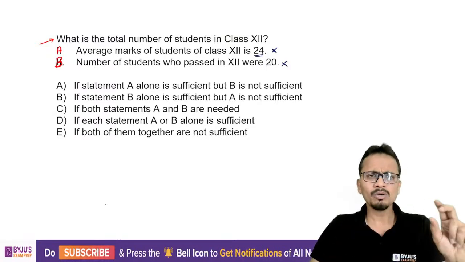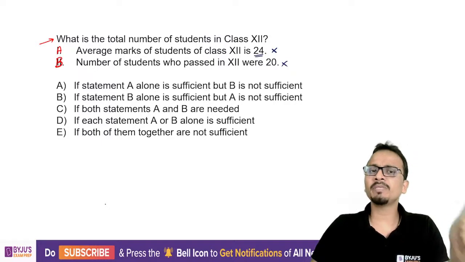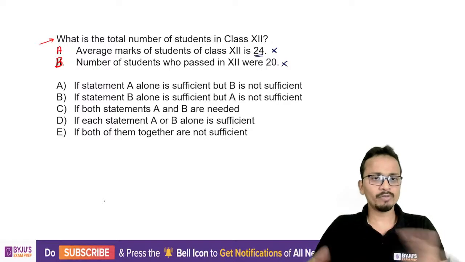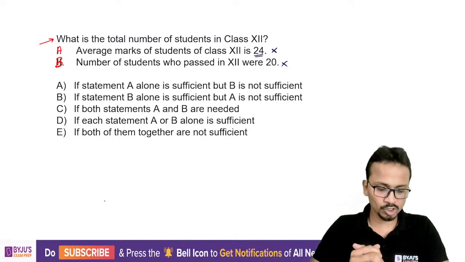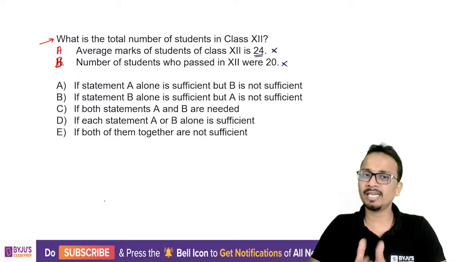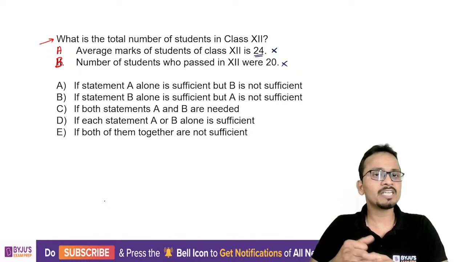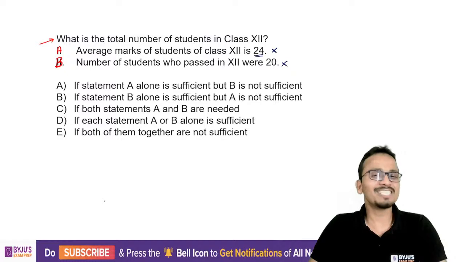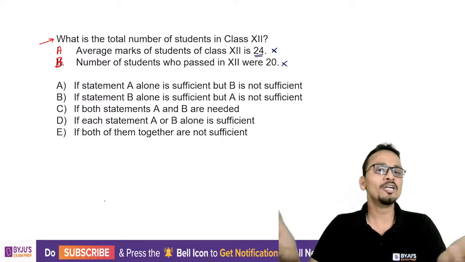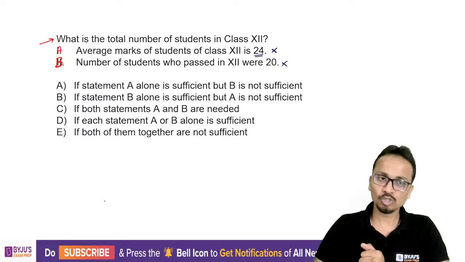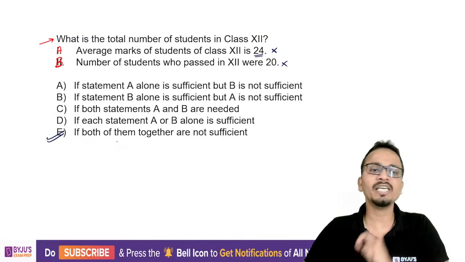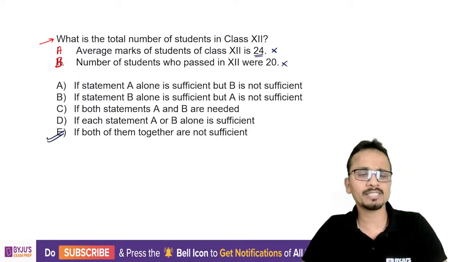Right? Now in this scenario, when none of these statements is able to get the answer, I will combine these two statements. Now we can see that the combination of these two statements will again not help us in getting the answer. First statement is giving us the average, and the second is giving me the information about the number of students who have passed. Now these two pieces of information are not at all related or required to find out the total number of students. So yes, the correct answer, given by almost all of you, is option E: if both of them together are not sufficient.